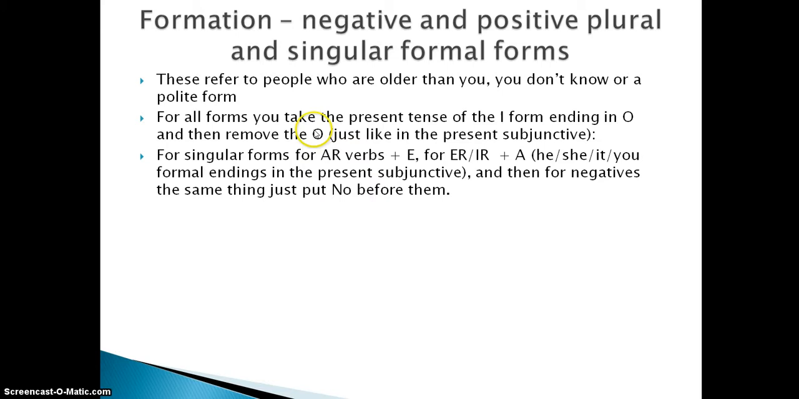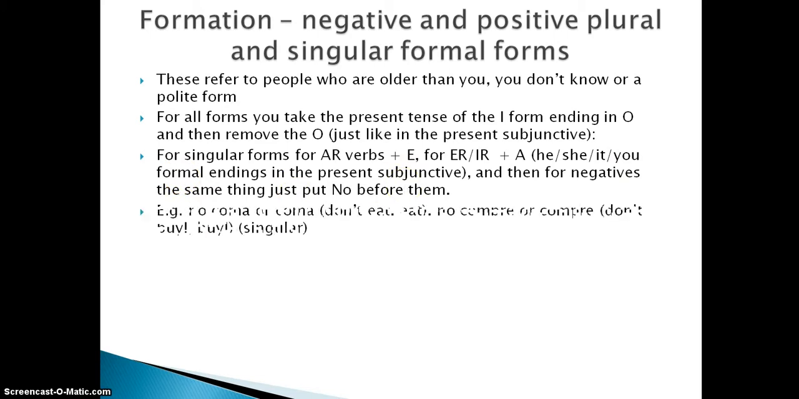So AR verbs, because it ends in O, we take the O off and add an E. And for ER and IR, we take the O off and add A. So if originally in the infinitive it ends in ER or IR, we put A on the end. Originally in the infinitive it ends in AR, we put E on the end. And again, if you know the subjunctive, it's the same as the he, she, it, and you singular formal endings in the present subjunctive. And exactly the same for the negatives, we just put no before them.